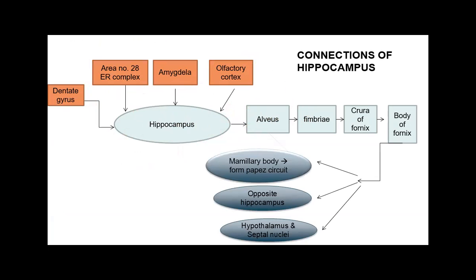The crura of the fornix, that is the left crus and the right crus, from the respective left and right hippocampus, combine to form the body of the fornix. This body of the fornix finally relays into the mammillary body and forms Papez circuit to the opposite hippocampus, and relays into the hypothalamus and the septal nuclei.